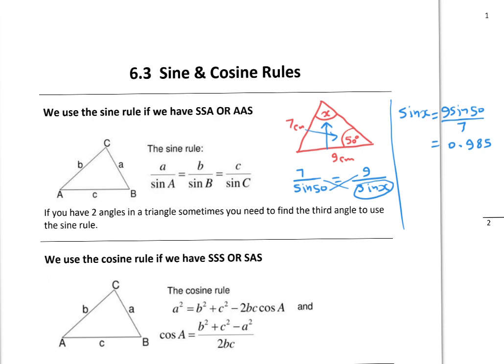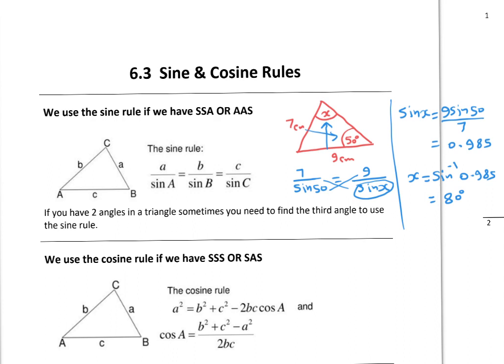If you have sine or cosine or tan, you can find the angle: shift sine, or shift cosine, or shift tan, the inverse function. So to find angle x, sine inverse of 0.985. What is the answer? 80. Exactly? 80.03. Okay, so approximately 80 to the nearest degree. Understood how to find an angle using the sine rule?